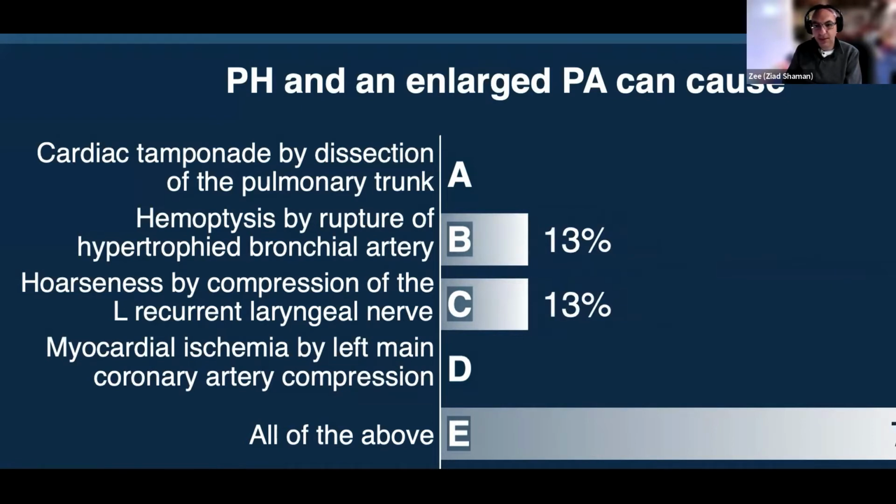Okay, that's nice. 75% going all. I thought it was a tricky question. You have 13% saying hemoptysis by rupture of hypertrophied bronchial artery. Yes, this actually happens, and hoarseness by compression of the left recurrent laryngeal nerve, but also you can actually have coronary ischemia. And there have been reports of dissection of the pulmonary trunk because the pressure was so high, resulting in tamponade. So that's great.